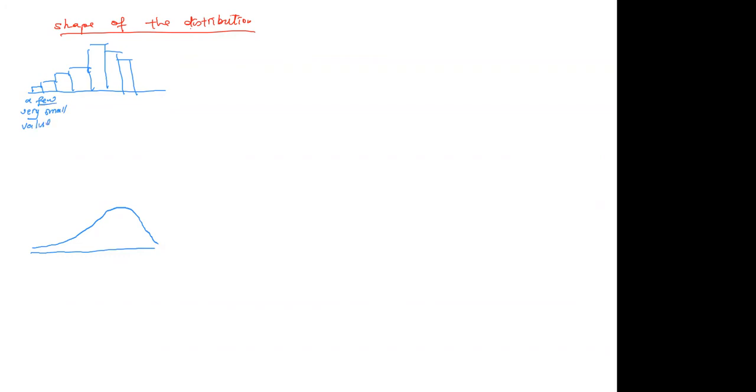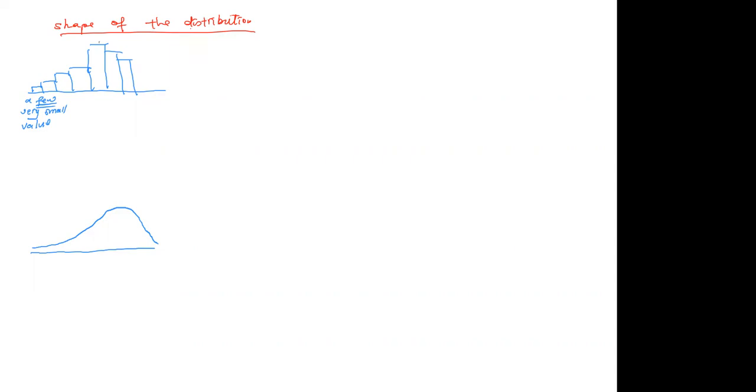A few, very small value. So what will happen to the mean? You will pull down the mean or you will pull up the mean. For example, in my class, I suddenly got a student get 9 marks out of 100 marks. Do you think that will pull down the mean or pull up the mean? It will definitely pull down the mean, correct?